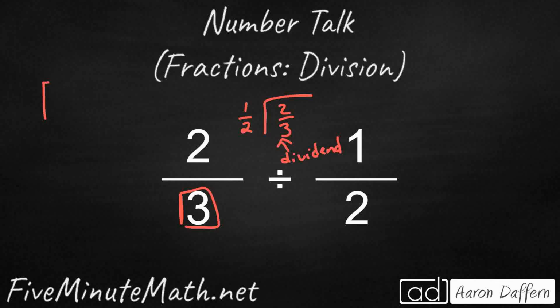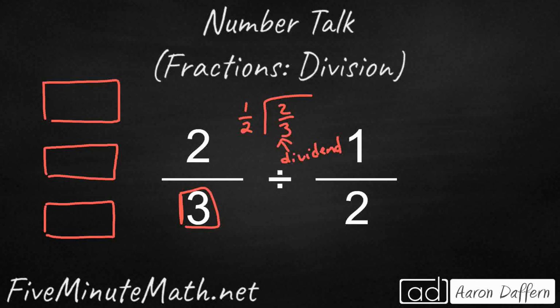So I'm going to draw 3 rectangles like this. All right, so there we go. Those are my thirds. And then I'm going to shade in 2 of those. All right, so there's my 2/3 right there. 2 out of 3, right? Fractions of a set.